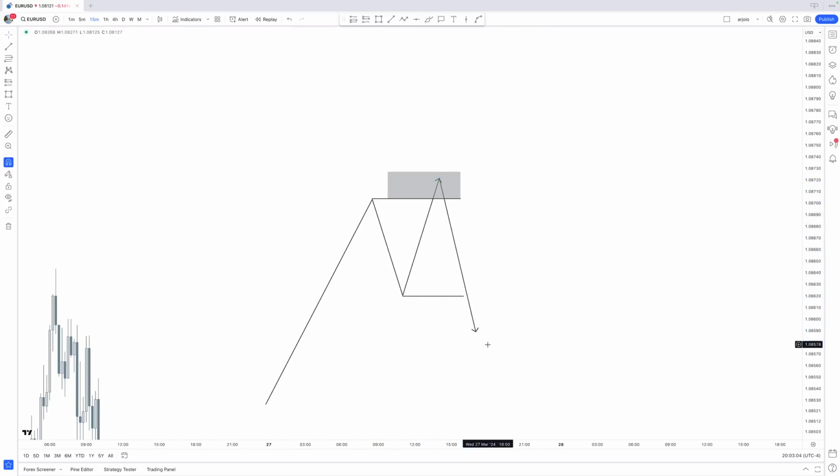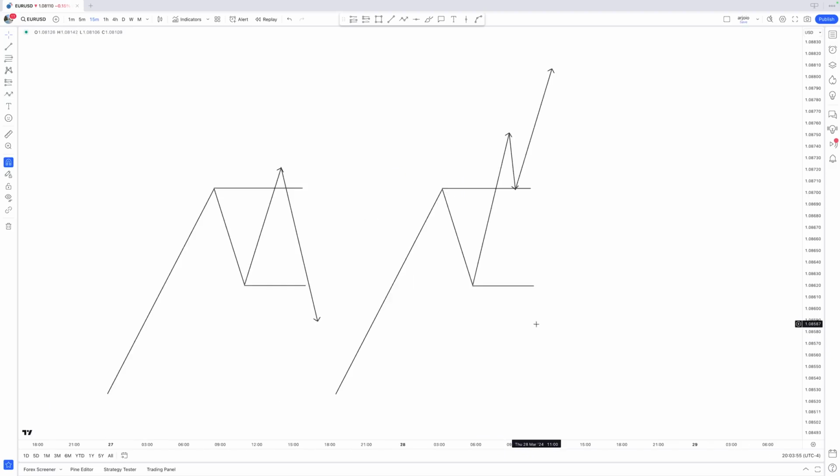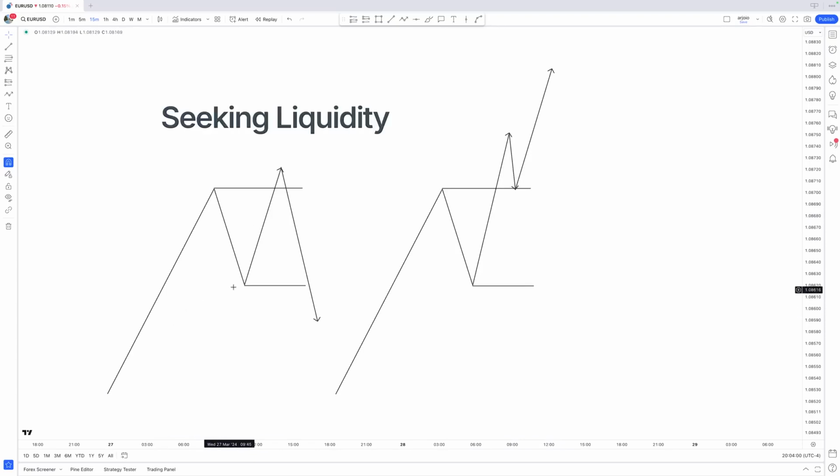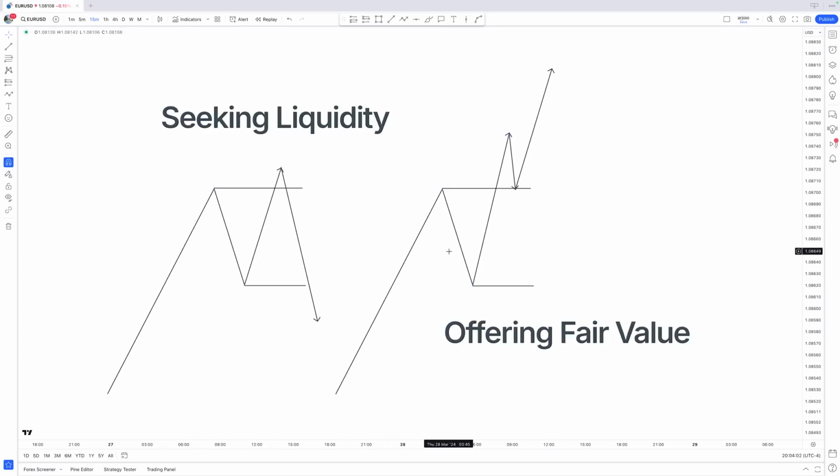Now, when I talk about liquidity, it's always going to be a swing high or a swing low. So if we are seeking liquidity, it's a swing high or a swing low. Those are your liquidity points. So let's look at them side by side before we move to real chart examples right here. This again is seeking liquidity, and this is offering fair value.